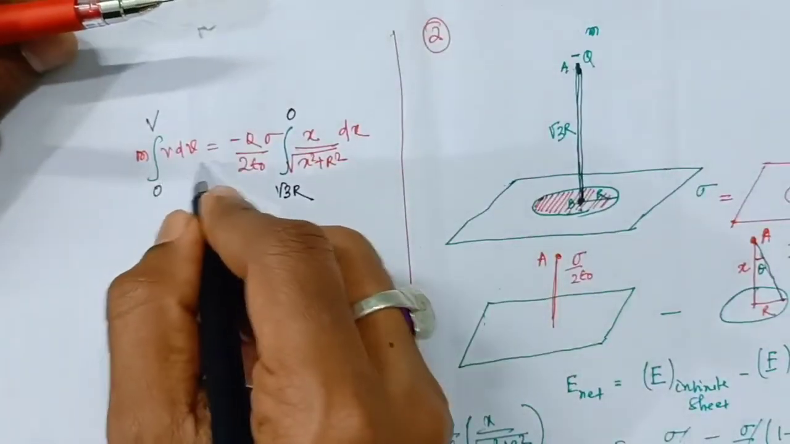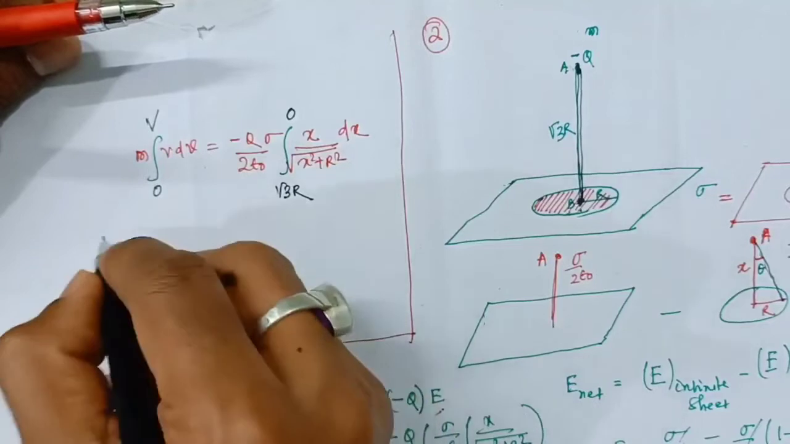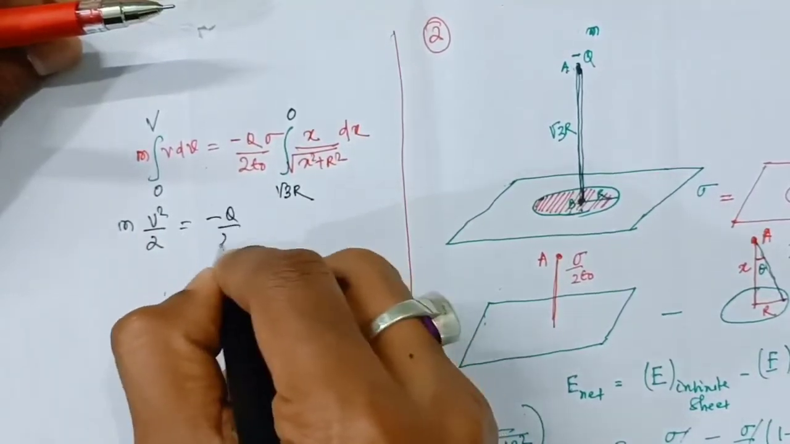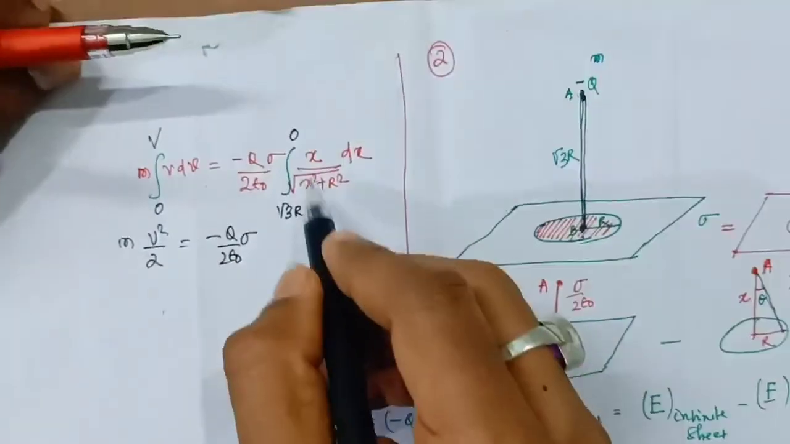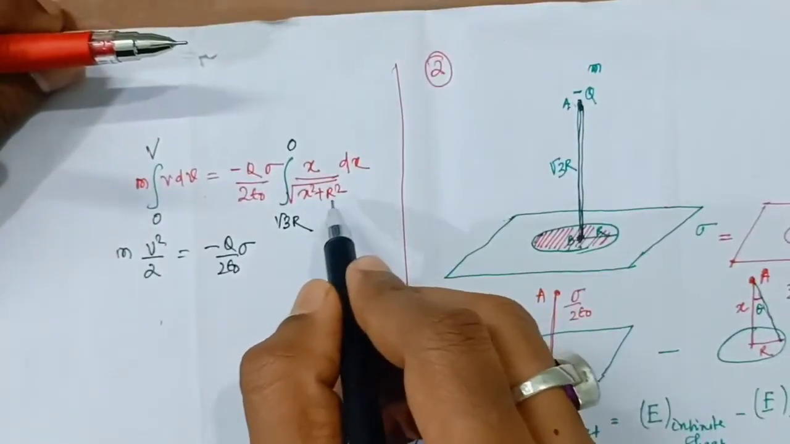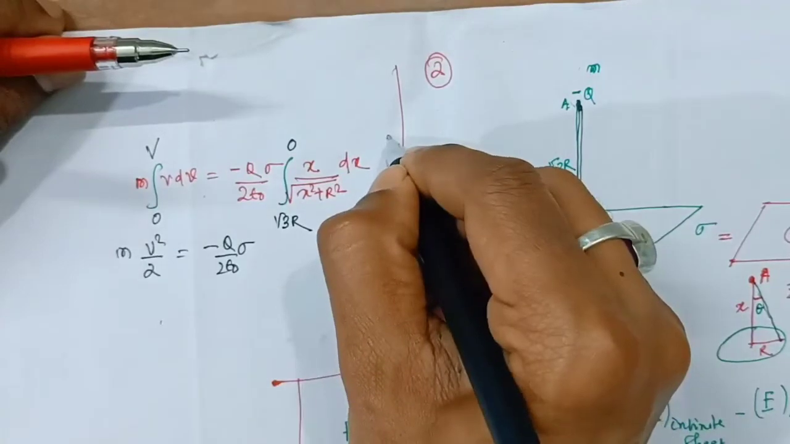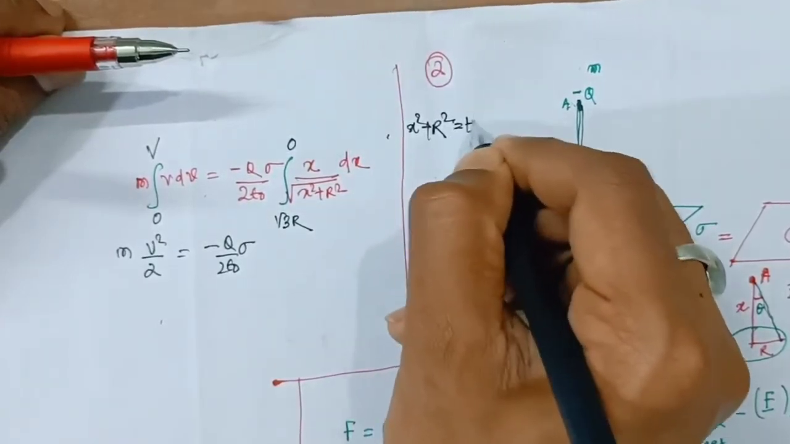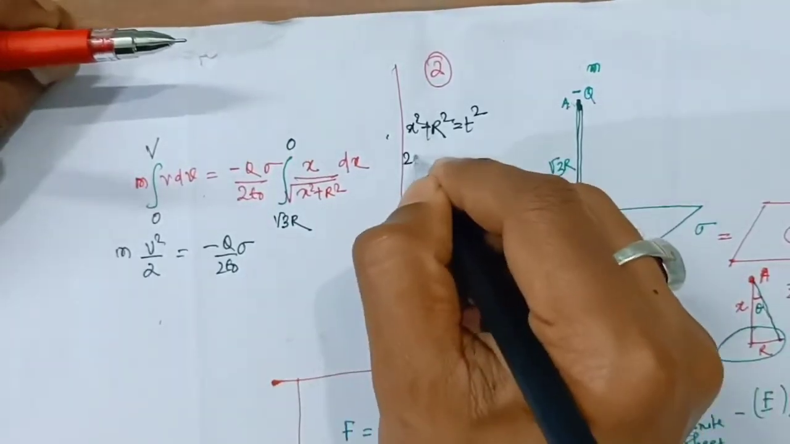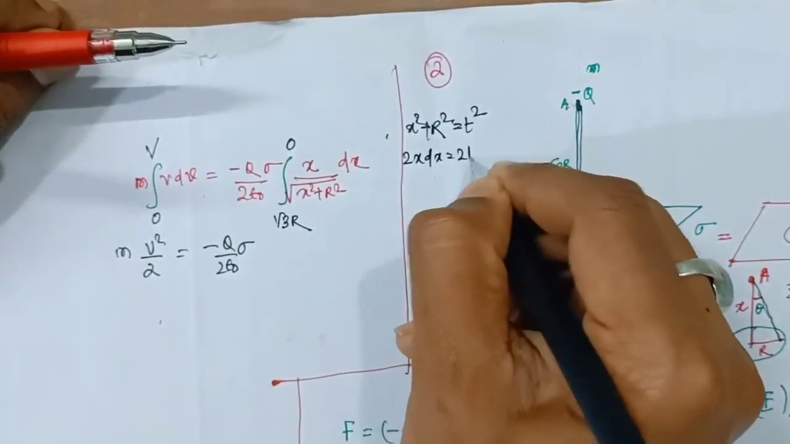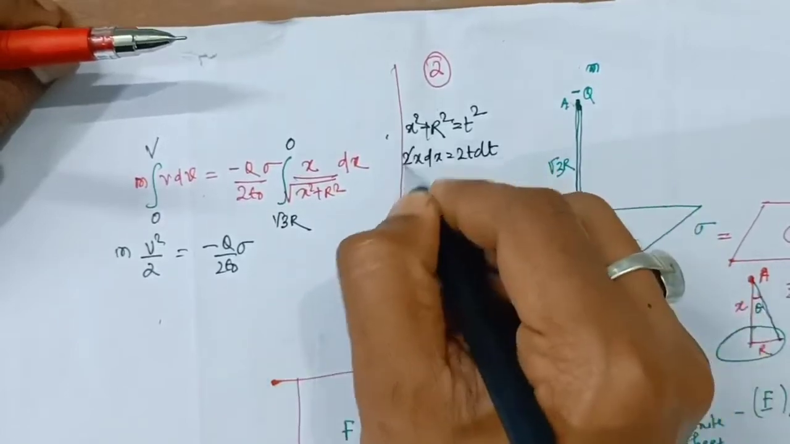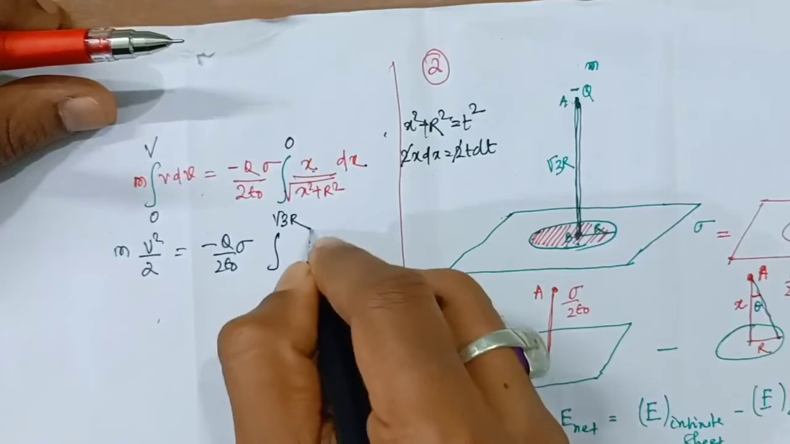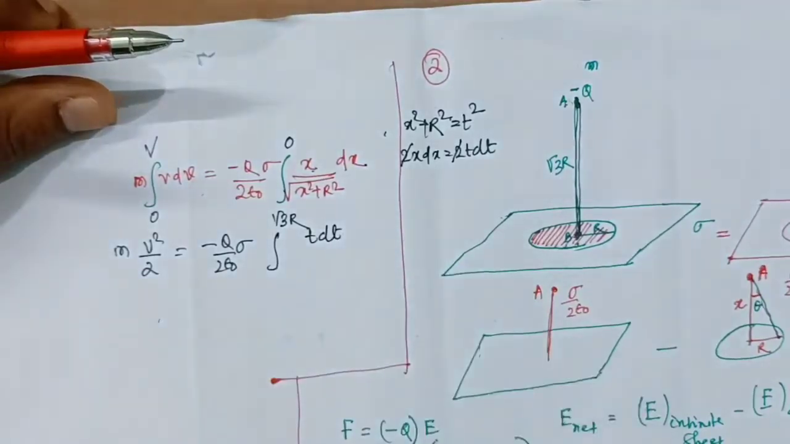And I know the integration of v dv gives v square by 2, and on the other side q by 2 epsilon naught sigma times the integral of x dx upon root over of x square plus r square. This is very important. I must substitute something. I will substitute x square plus r square as t square. So 2x dx becomes 2t dt, so this 2 has cancelled. In place of x dx, I substitute t dt. This is important.